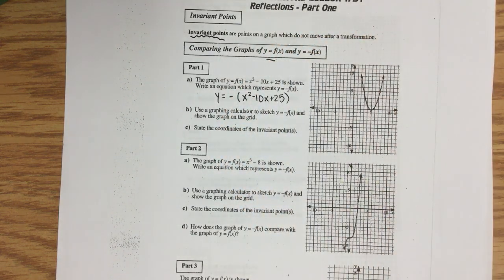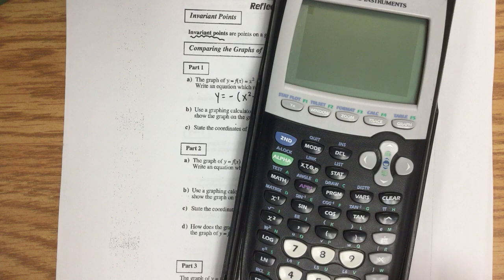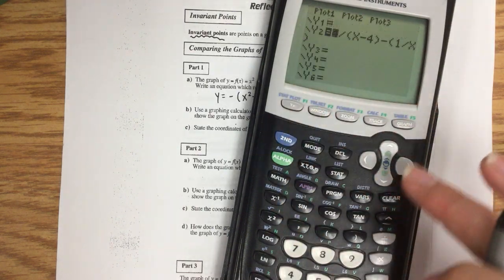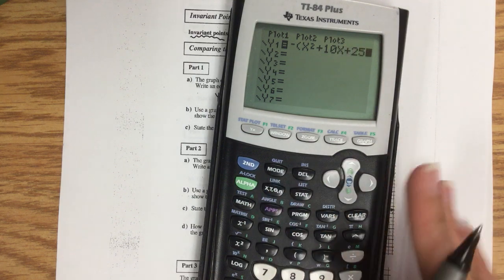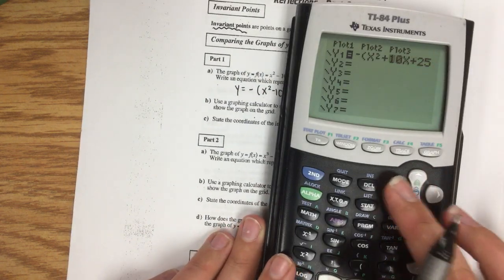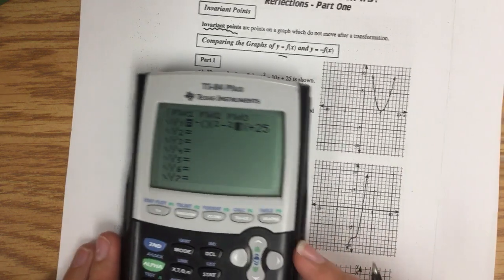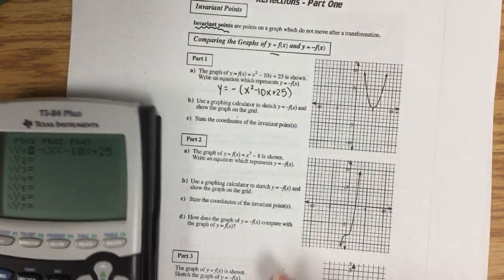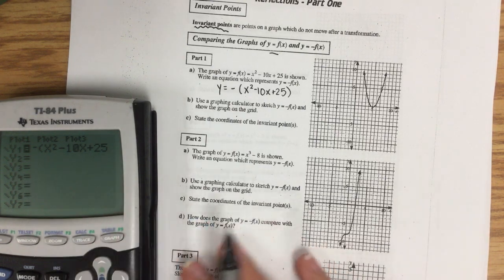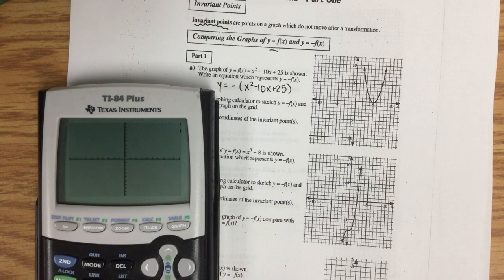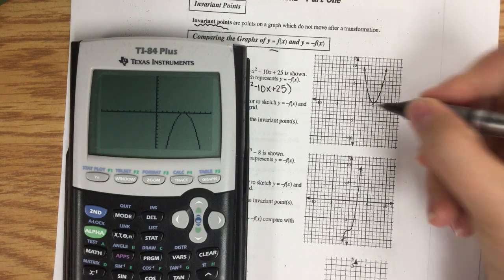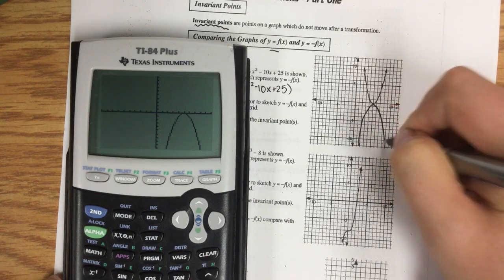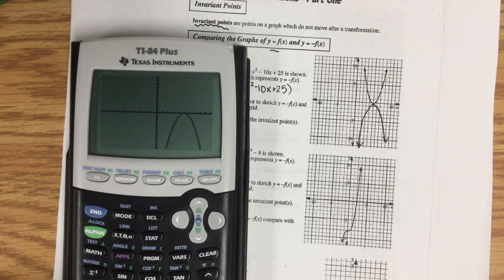And then I would have to distribute that negative, or on my calculator, I could just type it in. So y equals, negative, and then in the brackets, x squared minus 10x plus 25. There we go. So x squared minus 10x plus 25 is the original. We're taking negative f of x, so I've put the negative in front of it. Let's graph it. And I can see it looks like the exact same graph. It was just flipped over the x-axis.